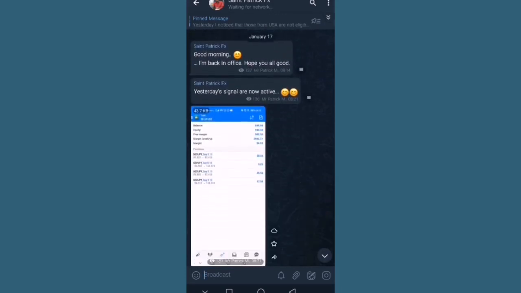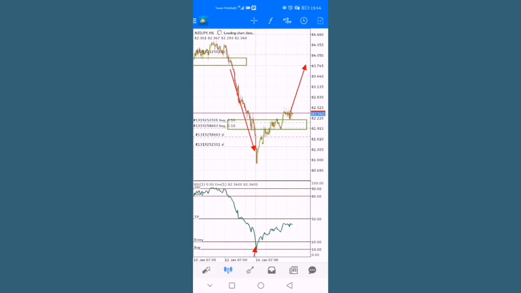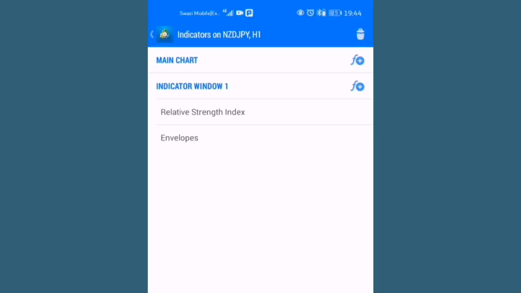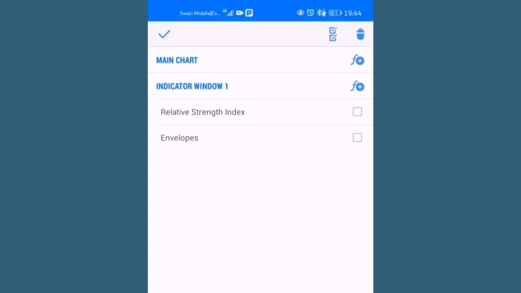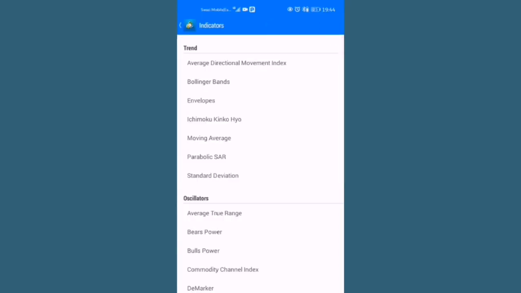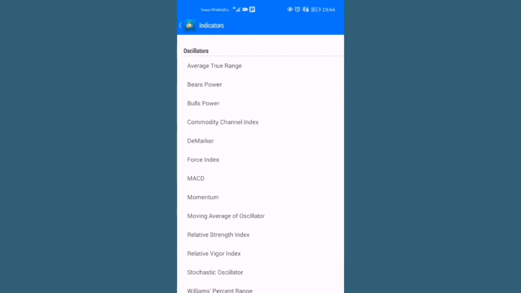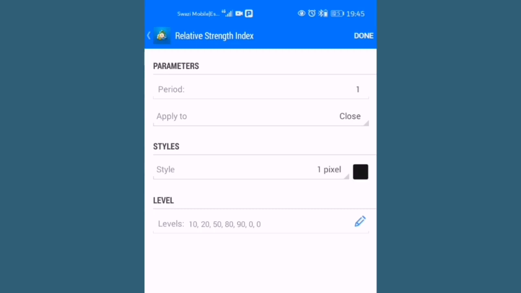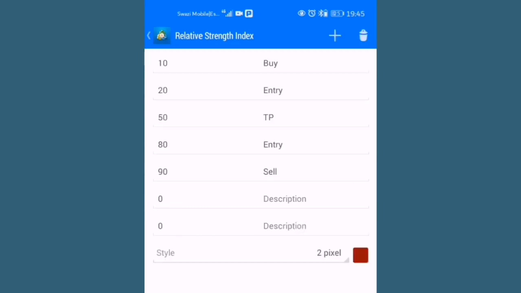Just before I go, let me give you the strategy settings. There are a lot of videos in my channel that contain this strategy where you can find the settings, but let me just give you. You have the RSI and the moving envelopes. Let me just delete everything and start from scratch. Delete. On your clean chart, you are going to come to this F function, go to relative strength index right here, and then it's period 1, apply to close, at these levels: 10, 20, 50, 80, 90.